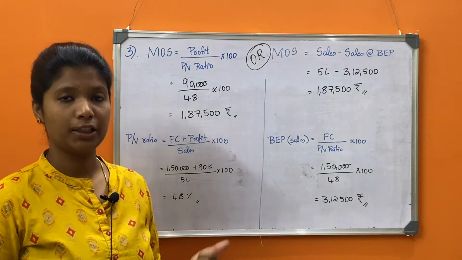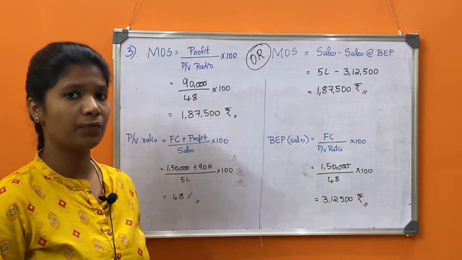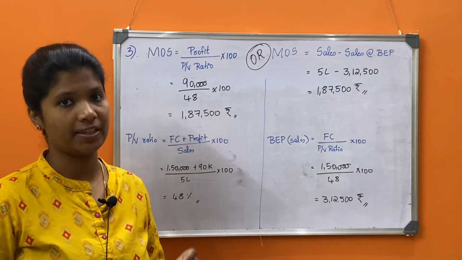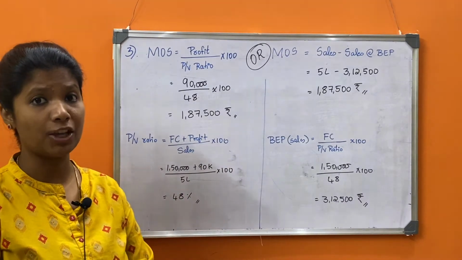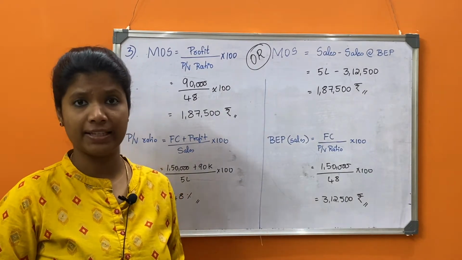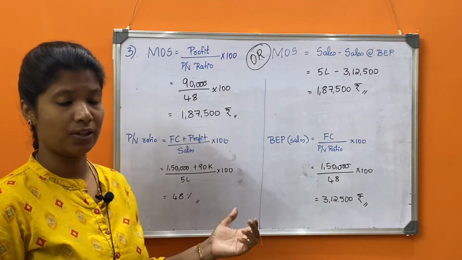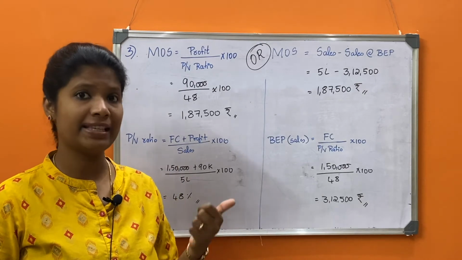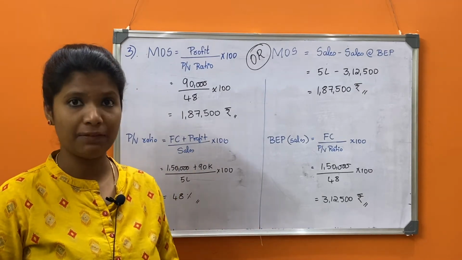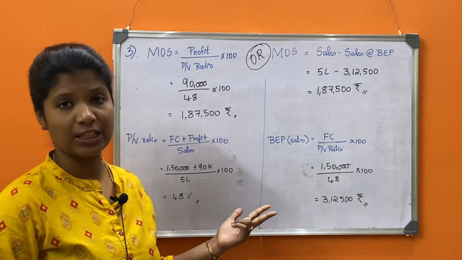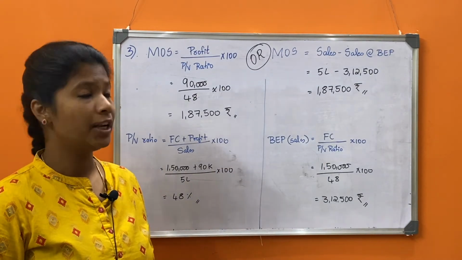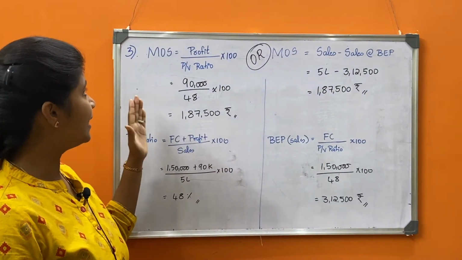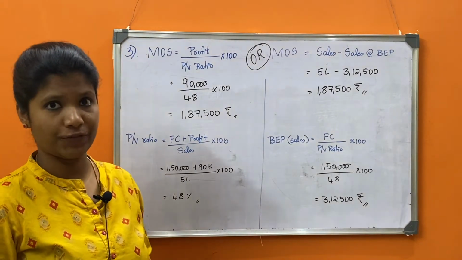So here comes the third question. Now third question is focusing on margin of safety. You remember we studied about margin of safety, angle of incidence, right? So we're going to be dealing with that. So first question we dealt with profit volume ratio. Second we dealt with break-even point, and the third question deals with margin of safety. Now the question is given us details and asks us to find out margin of safety.